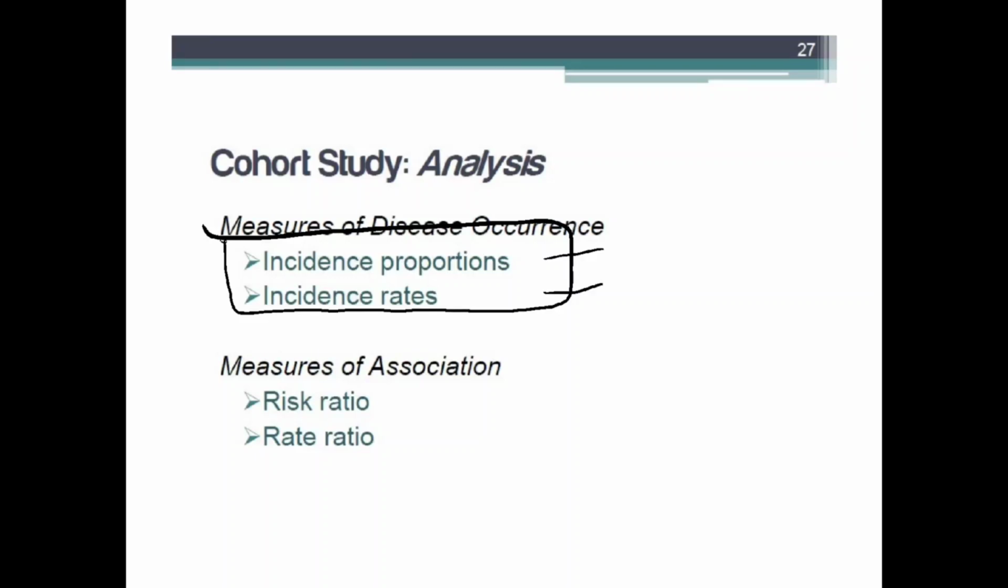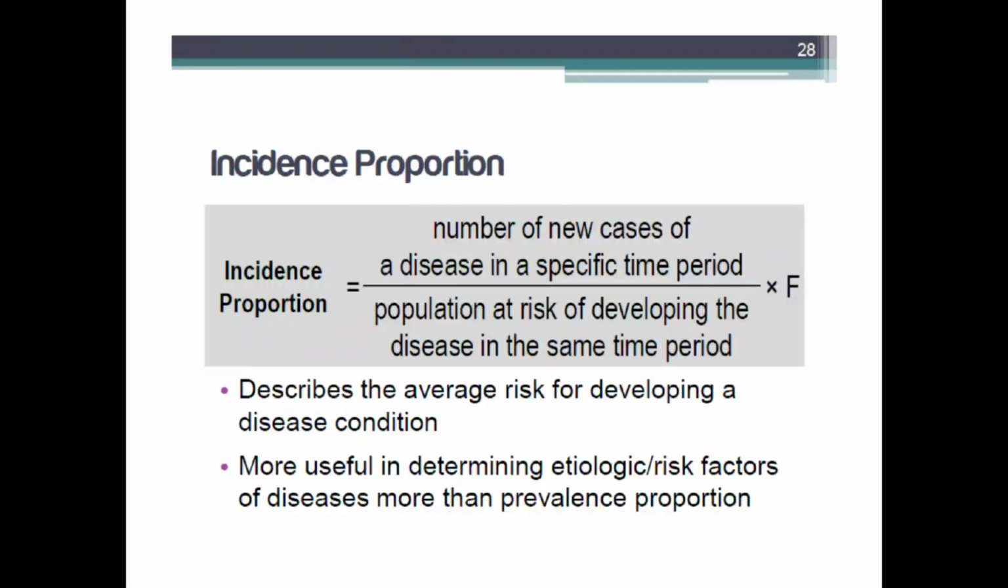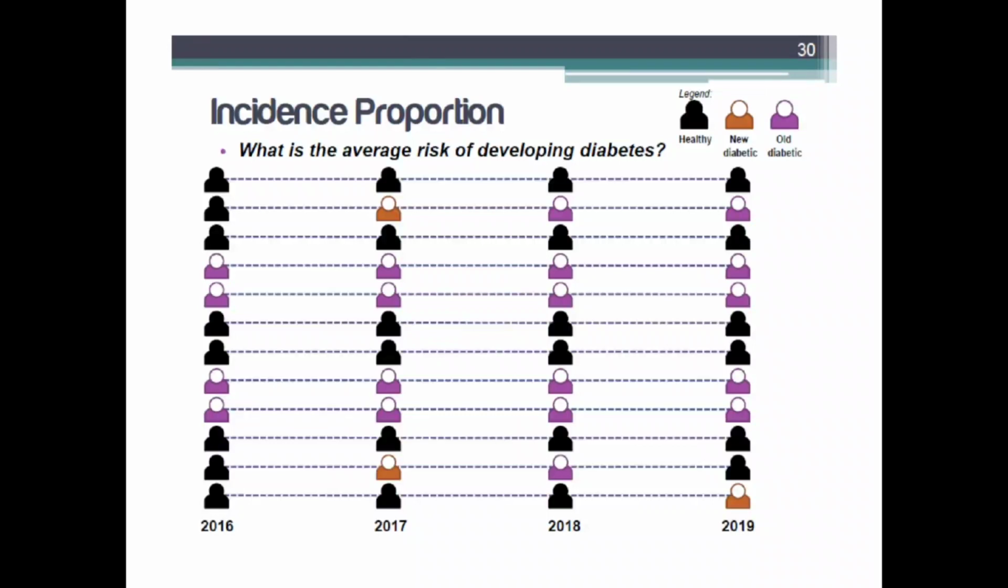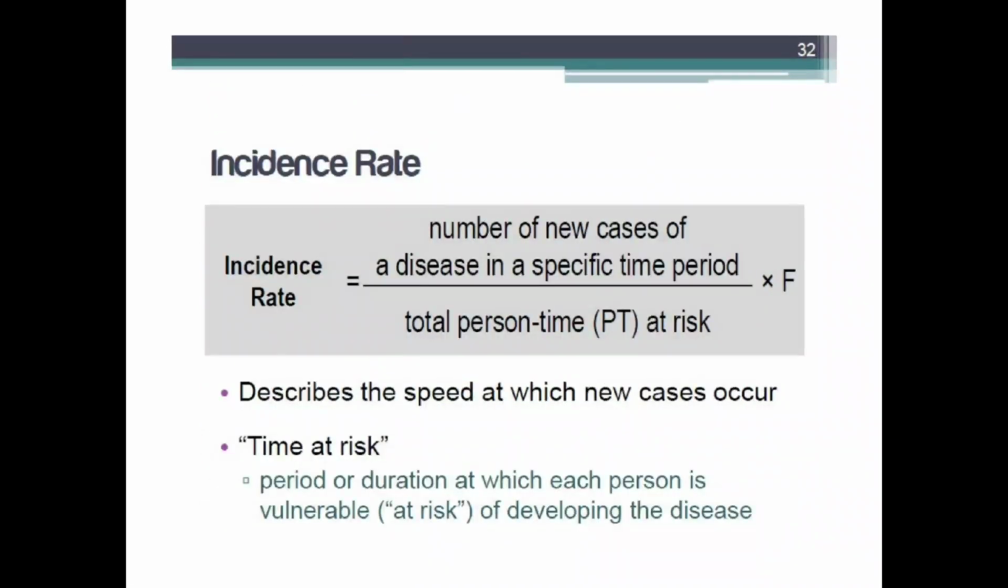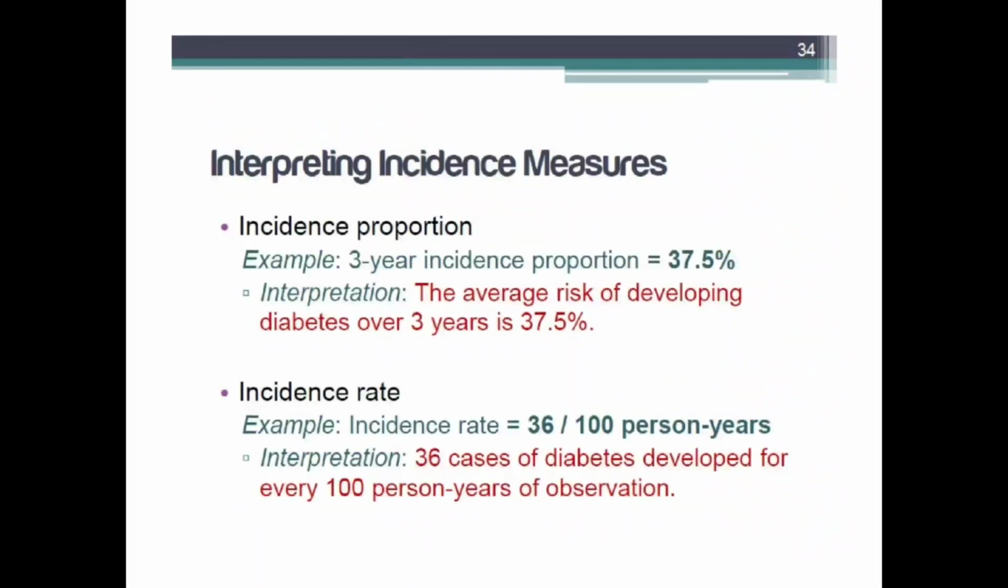Okay? So, ito naman yung mga bago nating malalaman ngayon. Risk ratio and rate ratio. Okay? So, this is the incidence proportion. Tinuro na natin to no midterms. Okay na yan. So, incidence rate naman, tinuro na rin yan no midterms. New cases, tas person time.